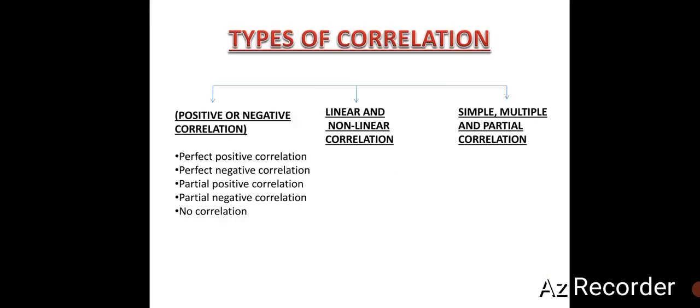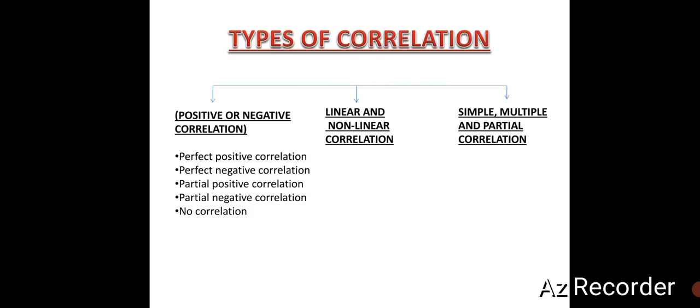Now, various types of correlations. This may be either positive or negative correlation. If a rise in one variable gives a simultaneous rise in another variable, then it is positive. Else, if there is an inverse relation between the two, it is negative correlation. Then there are linear and non-linear correlation, and simple, multiple, and partial correlations.